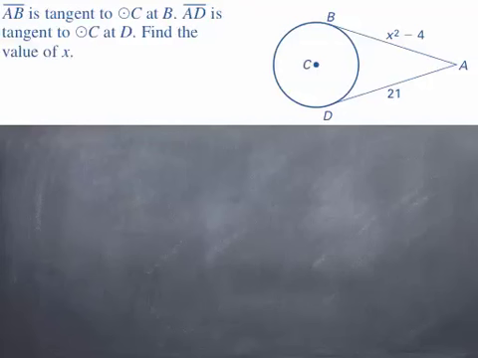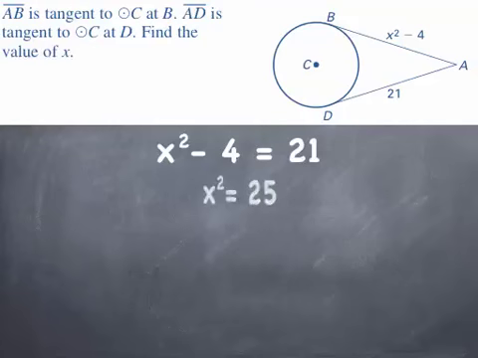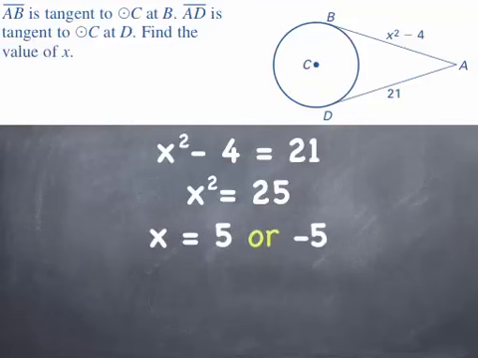Because these two lines are tangent to the circle and they intersect at point A, we know that the segments created would be congruent, so we can set them equal. So I'm going to have x squared minus 4, which would be the length of AB, equal to 21, which they tell us is the length of AD. Go ahead and add 4 to both sides and you get x squared equals 25. The inverse of squaring x would be to take the square root of both sides, which gives you x equals 5. Or x could also equal negative 5, because remember the square root of 25 would be both a positive and a negative. 5 times 5 is 25. Negative 5 times negative 5 is 25.